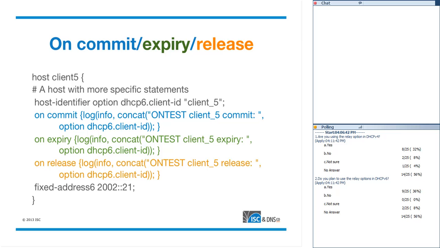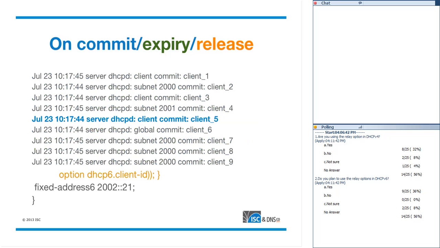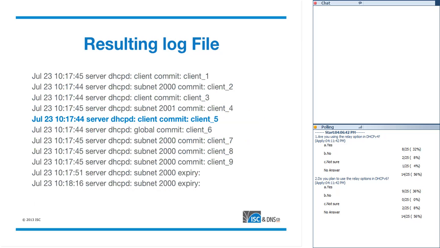This particular test is testing out the inheritance features. So as with v4, the on-commit, on-expiry, and on-release can be specified at different levels in our inheritance, at the global level or at the host level or somewhere in between. And this test was to see that the inheritance worked properly. Okay. And I believe the next slide shows that it did. Yep. So this is the result for it.